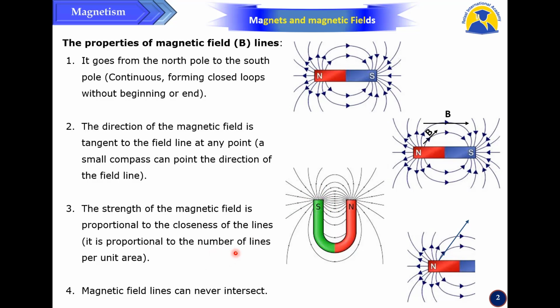Fourth, magnetic field lines cannot intersect. So, for example, here, this line intersects with the two lines, and this cannot be. This one is wrong, because we have an intersection between these lines. The magnetic field lines cannot intersect. Okay.